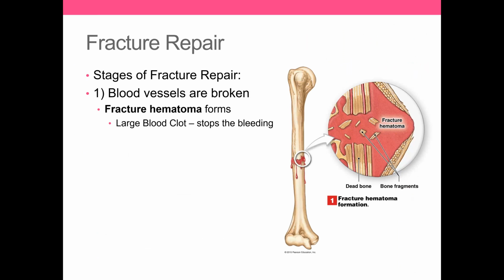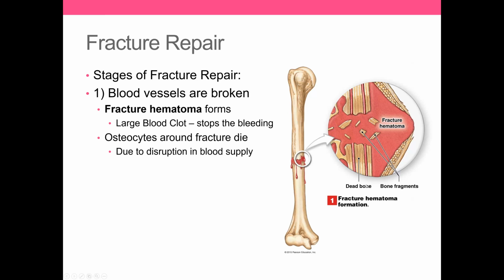Whenever you break a bone, you're going to break blood vessels, right? Remember, we talked about how bone is heavily vascularized, so it has a whole lot of blood vessels. So it's impossible to break a bone without also breaking blood vessels. So when you break those blood vessels, you're going to get bleeding, and then you're going to get a blood clot that's going to clog up those arteries and stop the bleeding, and that's called a fracture hematoma. A hematoma is another word for a clot. So this is a fracture hematoma, or a large blood clot that occurs in this area.